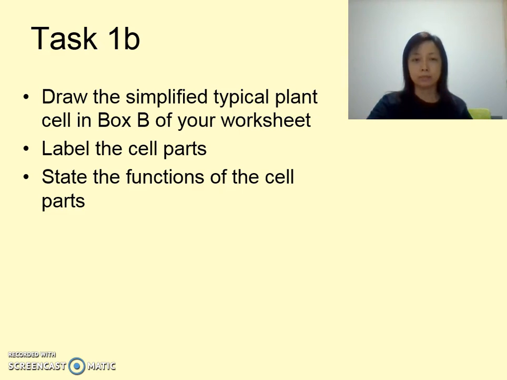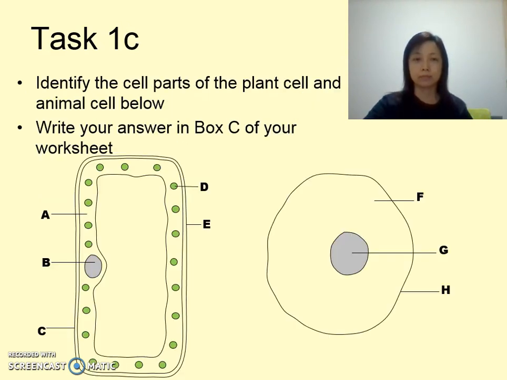Next, your last quiz. Turn the page over, you will find task 1C. So, write your answer in box C. Over here, you will find a plant cell and an animal cell. This is a plant cell. How do we know that this is a plant cell? Does it look familiar to you? And how do you know that this is the animal cell?